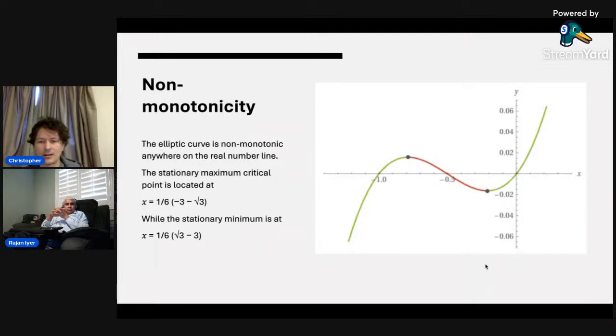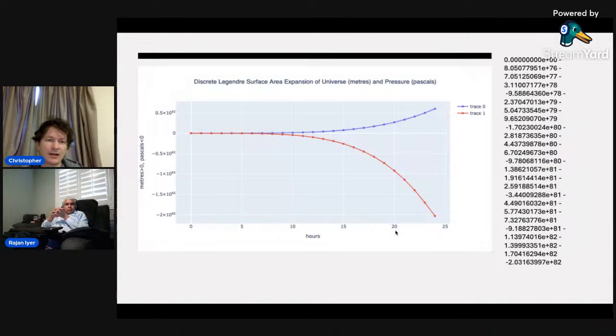One option is to just go point by point, which is what I did here. So this is the discrete Legendre transform of the surface area expansion of the universe using meters and pascals. Here we have the expansion of the surface area in blue, and the pressure differential over that time period drops as follows.